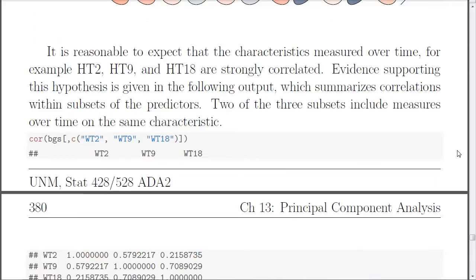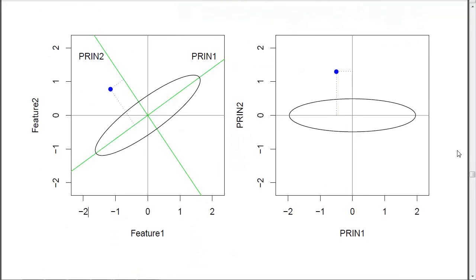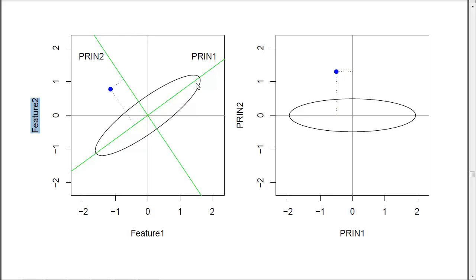If I scroll up to a picture, here's a picture. In our original features, feature 1 and feature 2, we had this positive correlation. We had this sort of positive slope of our data. Once you perform principal components and do this rotation, now you no longer have any slope in your data. And so these two variables are now uncorrelated.